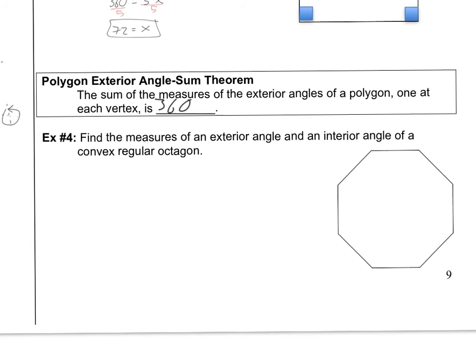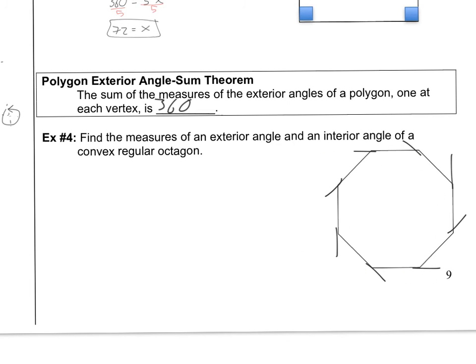So we can use that to solve this problem here. It says find the measures of an exterior angle and an interior angle of a convex regular octagon. Well, here's a convex regular octagon. It's got 8 sides and has 8 angles, right? And all these exterior angles, we could draw one, right? Here's an exterior, here's an exterior, and so on around. All of those add up to 360.